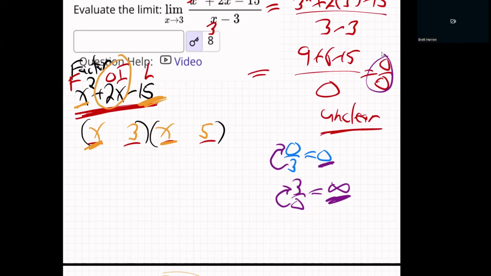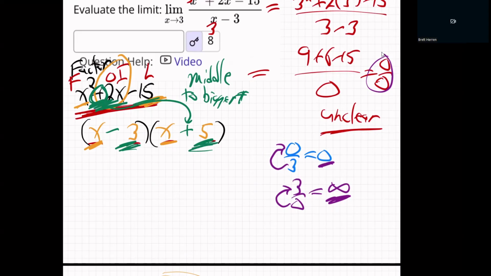Now, the middle term, how do we make the 2? Well, do you remember this? The sign in the middle always goes on the bigger number. 5 is a bigger number than 3, right? So that plus sign goes there. Now, what about the other sign? It could be plus or minus. How do we know which it is? Well, we need plus 2 in the middle. This has got to be minus 3, right? Plus 5 minus 3 is plus 2. And they multiply to be minus 15.